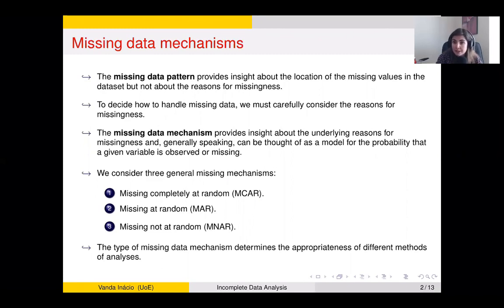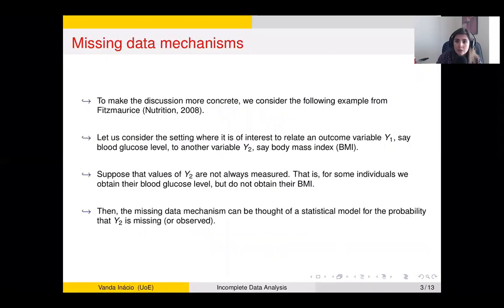for our data analysis. To facilitate the exposition and make ideas concrete, I will be following the example from Fitzmaurice, published in 2008 in the journal Nutrition. The paper is available on Learn. So our context is the following.